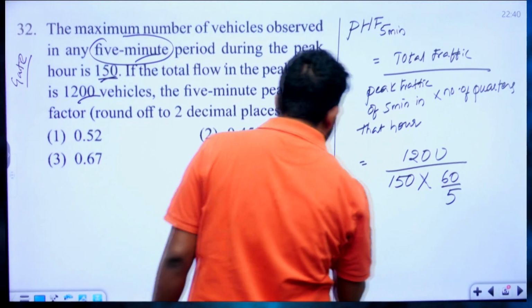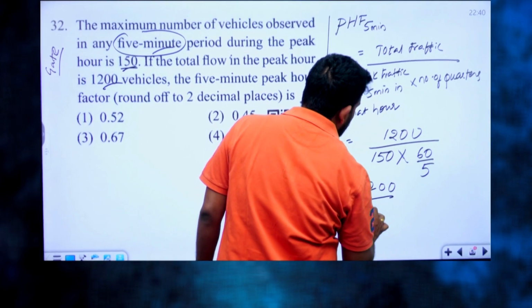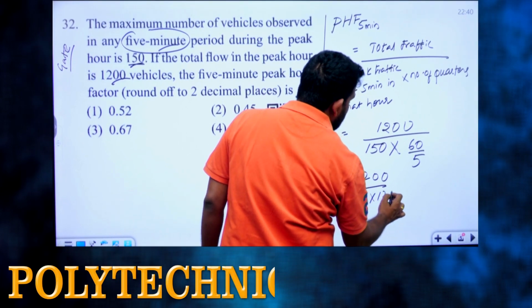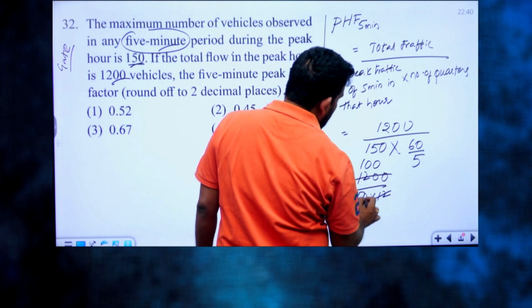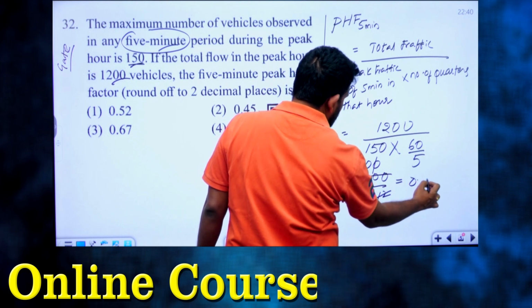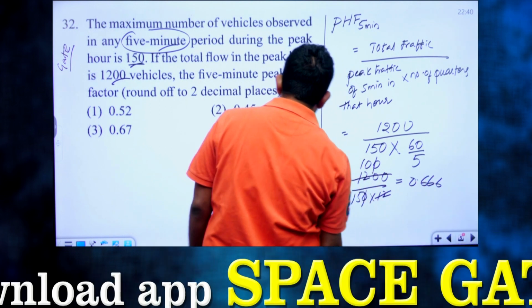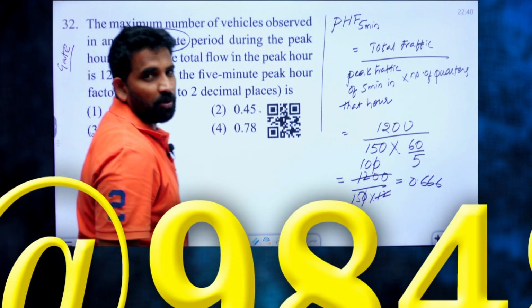So this value comes out to be 1200 upon 150 into 12. This is 1200 upon 1800, that is 10 upon 15, which comes out to be 0.666. So the correct option here comes out to be 0.67.